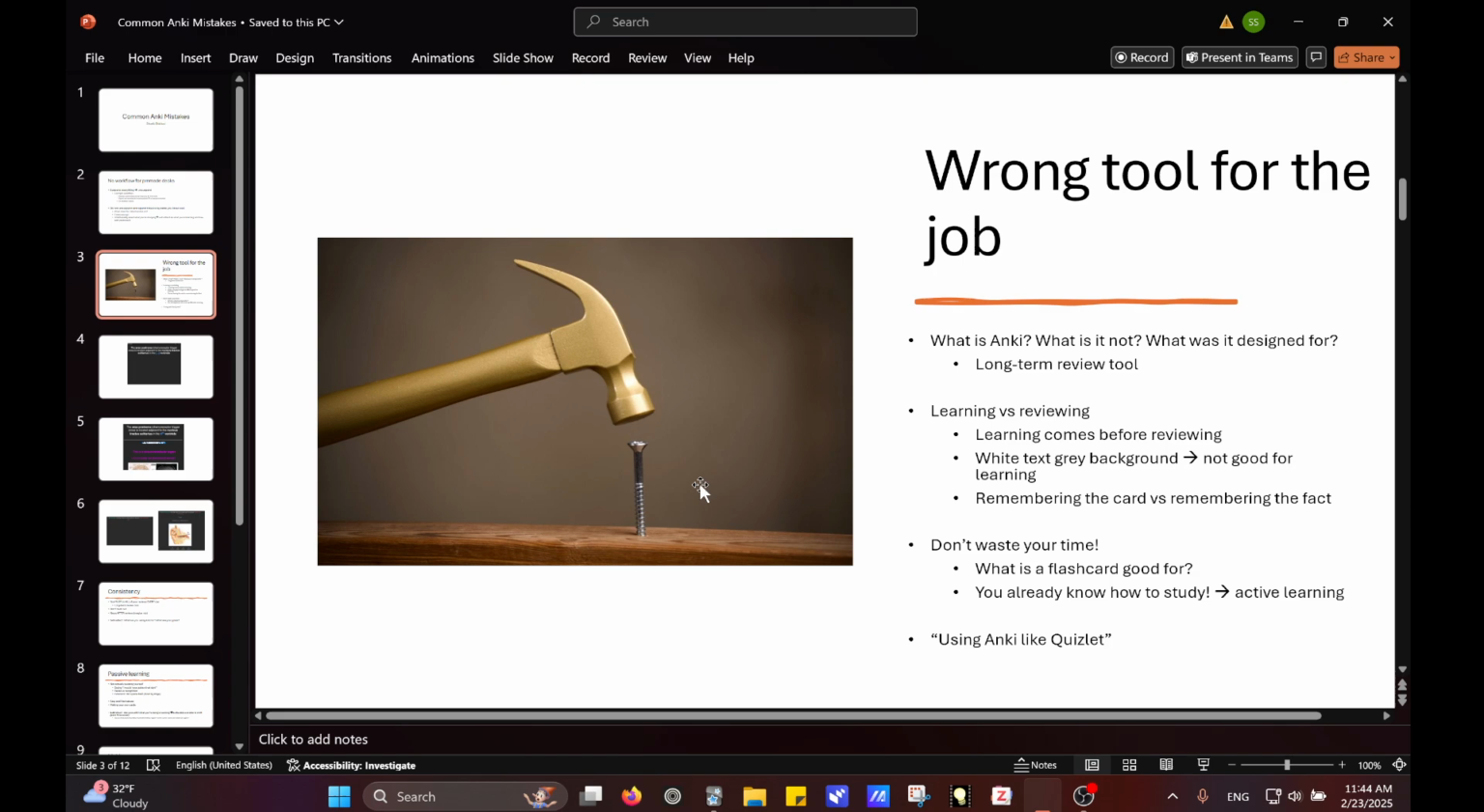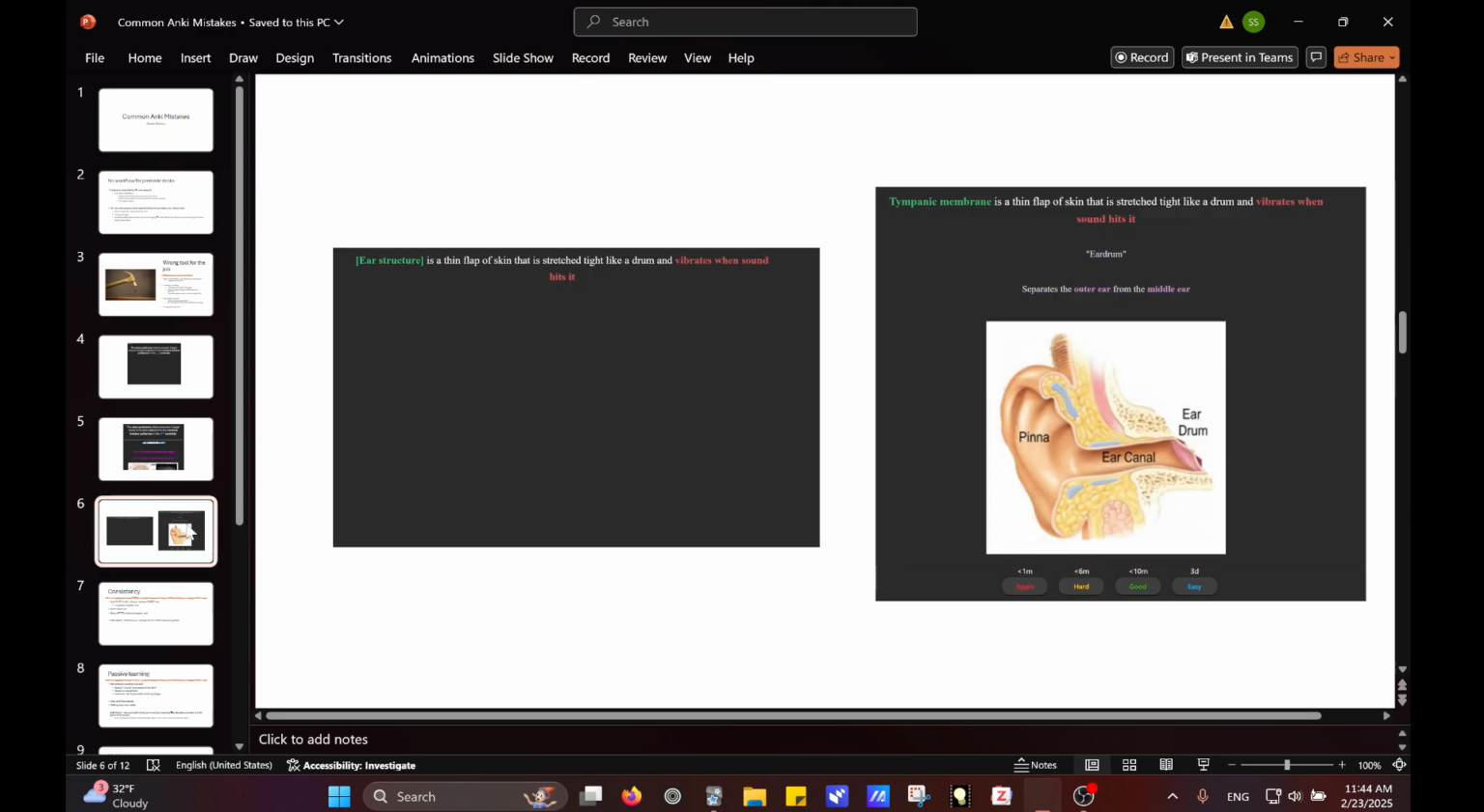So I will say that there is an exception to this rule, and that is Anki at its base is a flashcard software, and flashcards are really good for recalling simple terms and definitions. So when you have a simple definition that's given to you, thin flap of skin, stretch type, yada yada yada, tympanic membrane is the answer. You don't really need a corpus of information, a background. You don't need a general understanding of any sort of thing to learn this information.